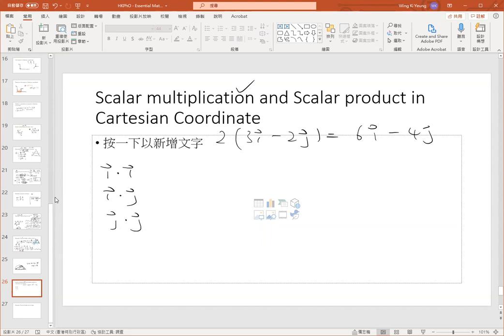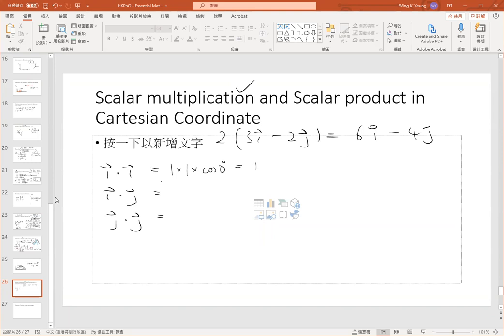Okay, i dot j, and j dot j. So i dot i, you still remember? I hope you still remember. This is a unit vector. So by the definition of the dot product or the scalar product, it's the magnitude of i times the magnitude of i times the cosine of the angle. That's the same vectors, so the angle should be 0 degrees. It's just 1 times 1 times 1, giving you 1.